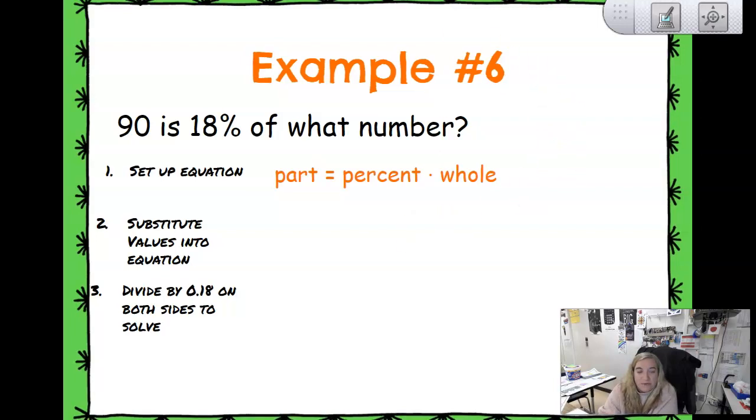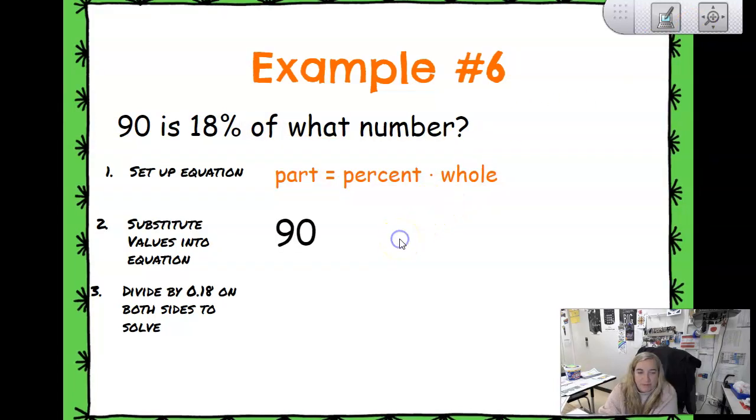So first you're going to look for the part. So I'm looking for keyword is. 90 is. From there, I'm going to identify the percent. And here I can clearly find it quickly and easily because I've got the percent symbol. And then for the last one, whole. The whole has the keyword of, but it says what number. So I'm going to substitute in a variable for that.